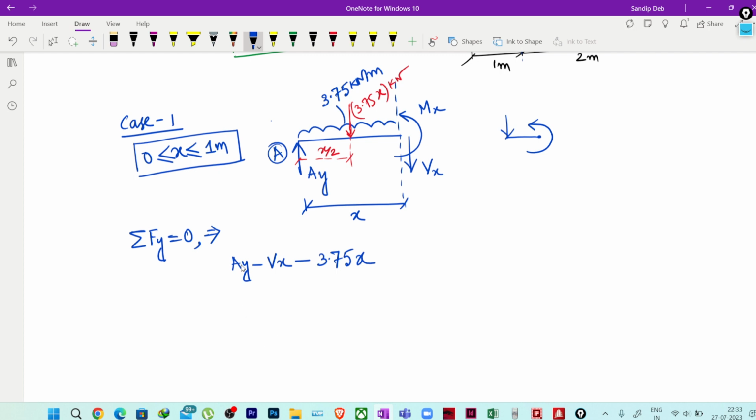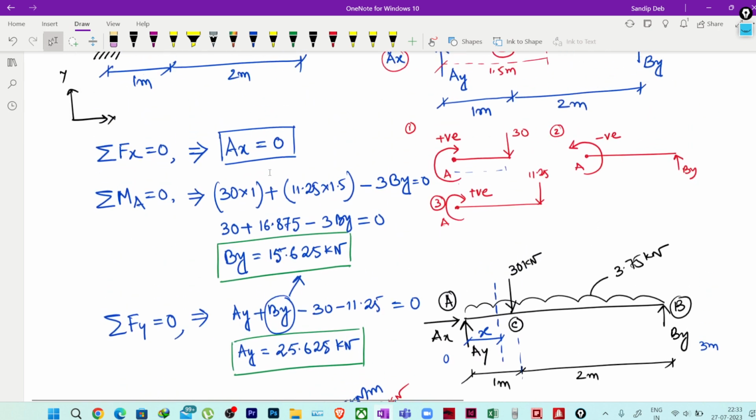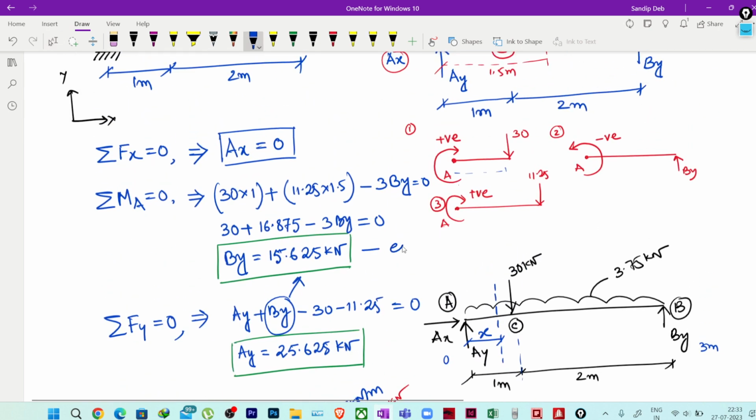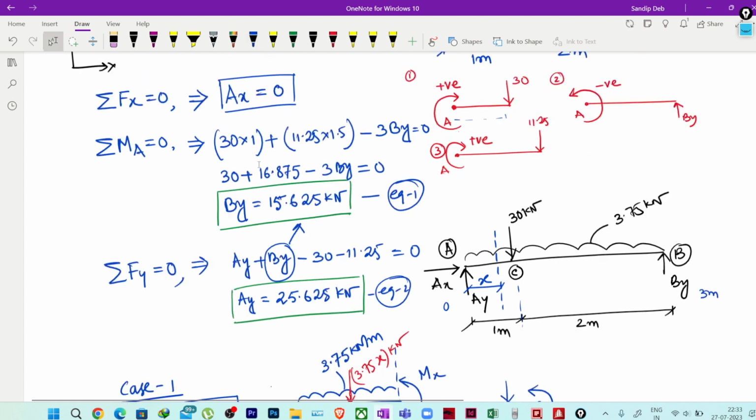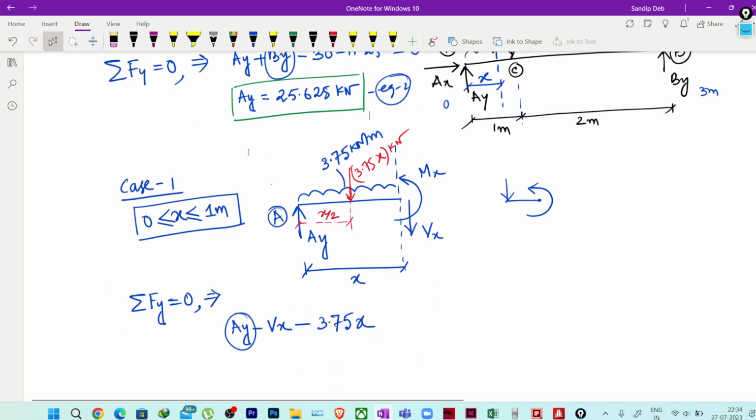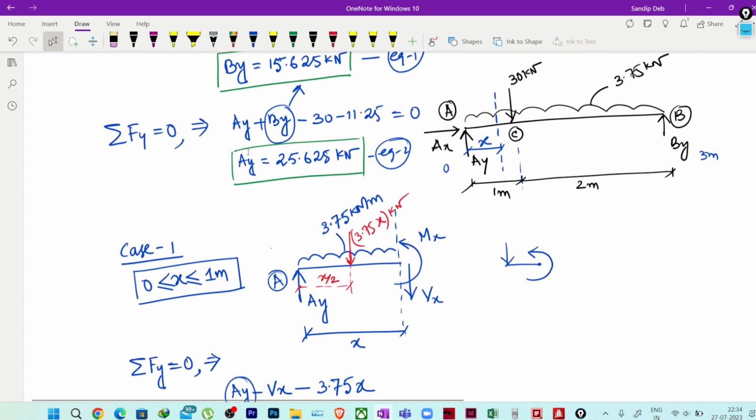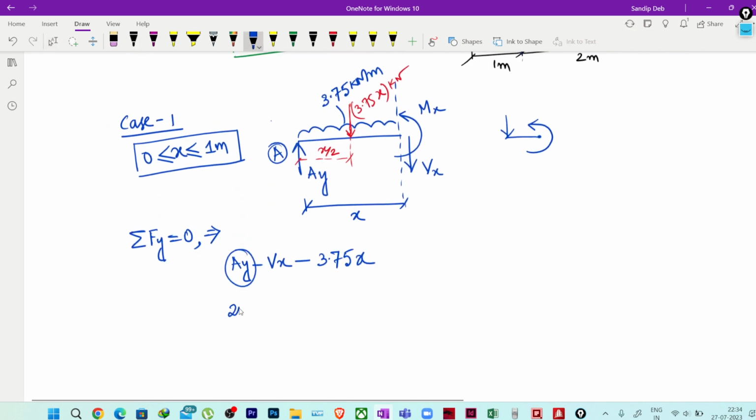Fine. So we know the value of Ay also. If I just name it, suppose this is equation 1, this is equation 2, so from 2 we know Ay equal to, how much is it, you can see 25.625. So 25.625 minus Vx, this equal to 0, minus 3.75 x equal to 0.